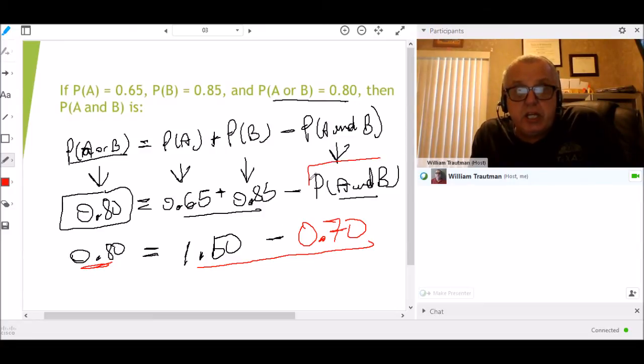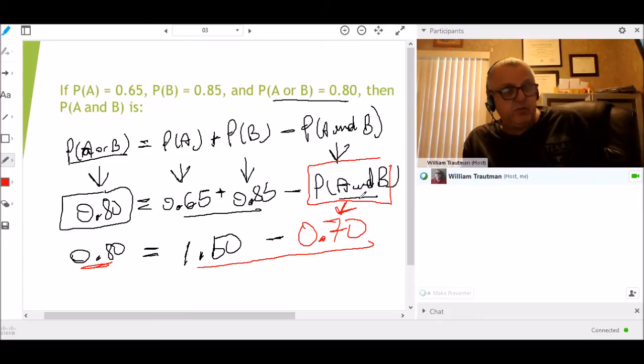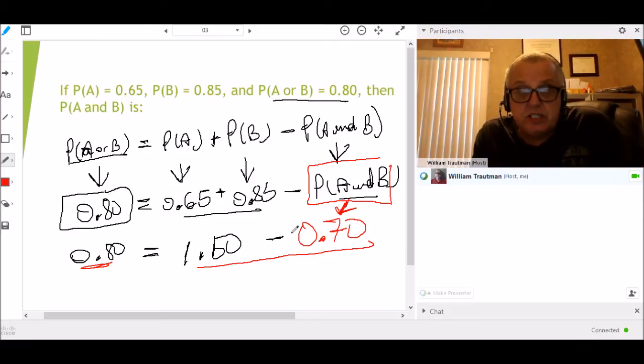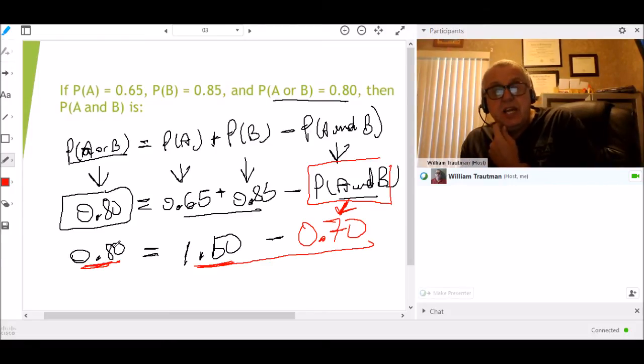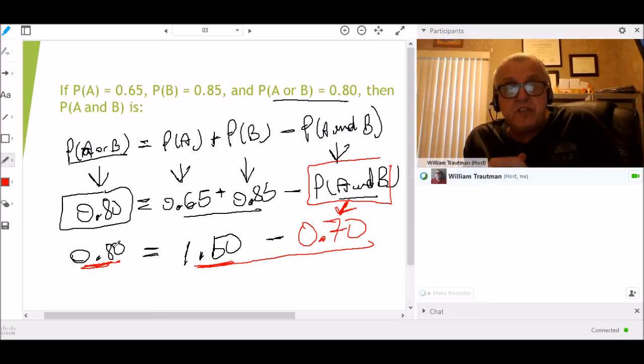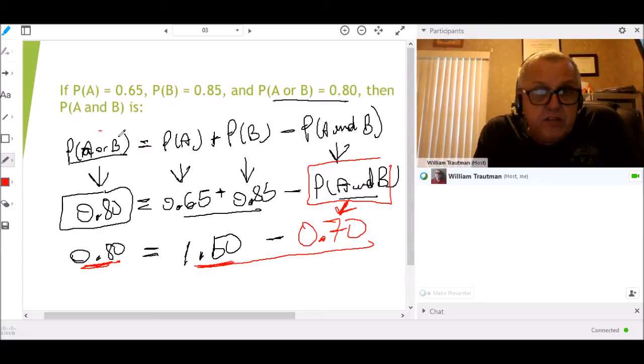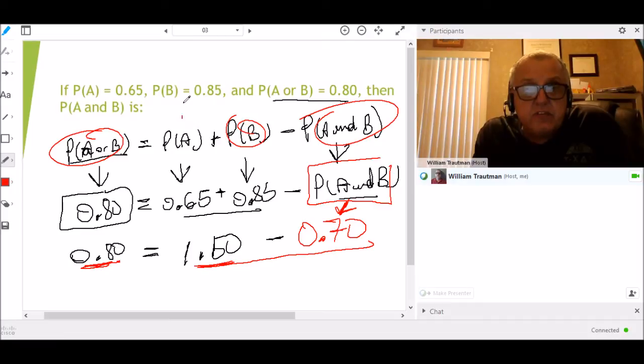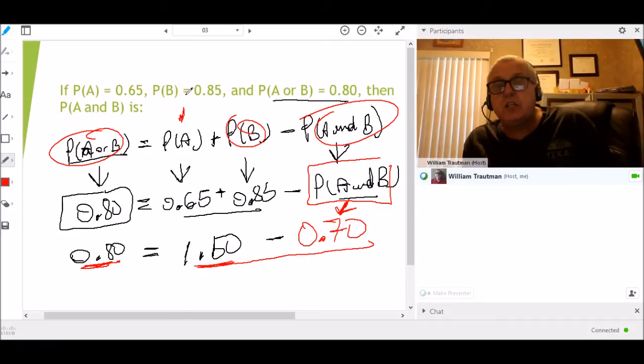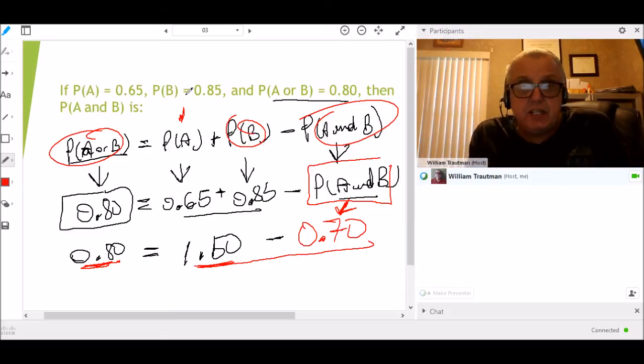So the probability of A and B is 0.70. So we're just adding those together, and we're trying to figure out what goes in here. What can be subtracted from this to equal this? And it doesn't matter if they gave you A, B, and A and B, and you had to find A or B. You just do the same thing. Or if they gave you this, this, and this to find this, you would be doing the same thing. When you find an answer, make sure you plug it back in and verify that it's correct.